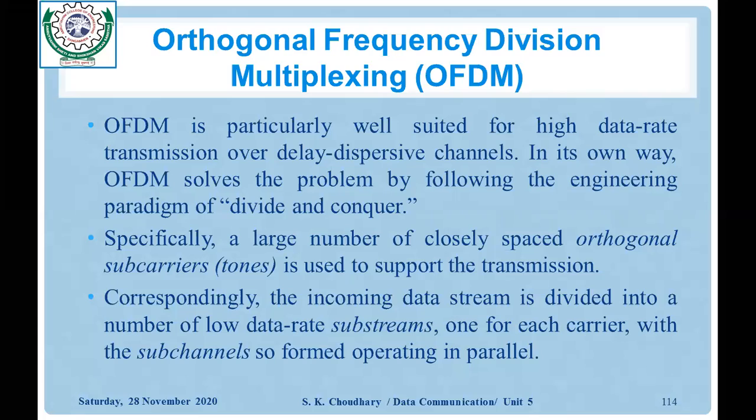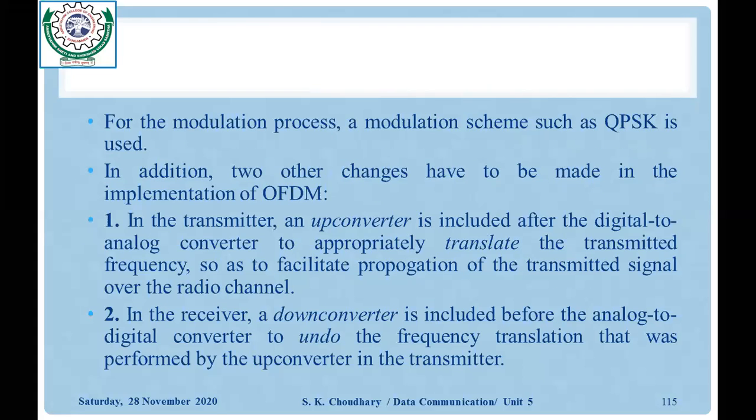So in this OFDM, orthogonal frequency division multiplexing, you will find that the incoming data stream is divided into a number of low data rate substreams, one for each carrier. Means each data stream for each carrier will be divided into sub channels that are operating in parallel. If you talk about the modulation process here, QPSK is used basically. In OFDM also the modulation scheme is like QPSK. So here we only have to make two changes instead of the regular QPSK.